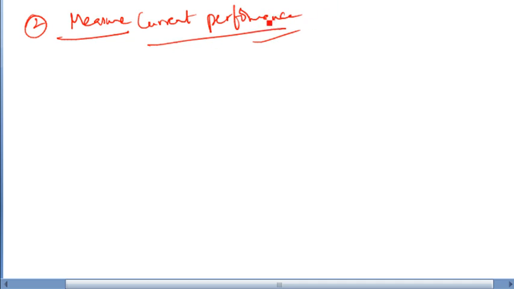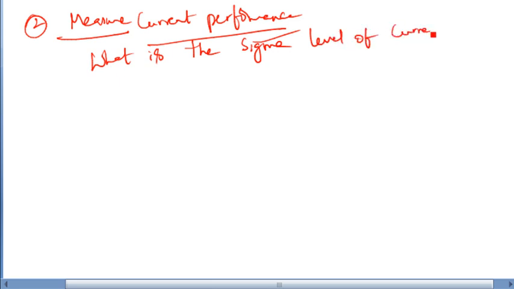So we need to identify the indicators of poor quality, so that we know the sigma level of current operations. That's what we need to find. This is what we are trying to find. Okay, so let's try to find it. So current performance, it's focusing on quality.